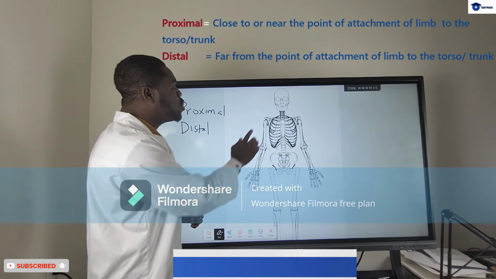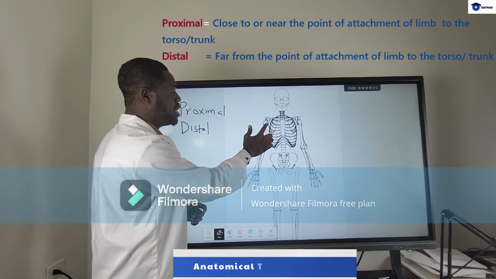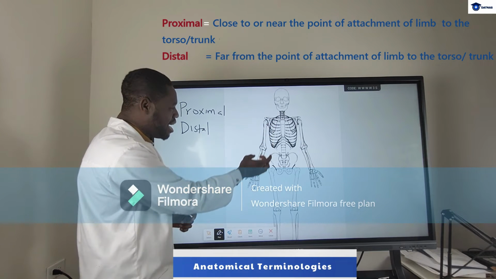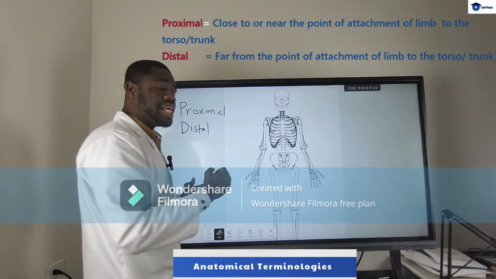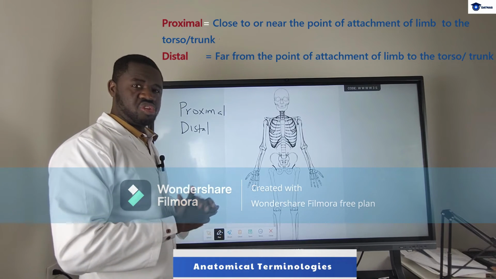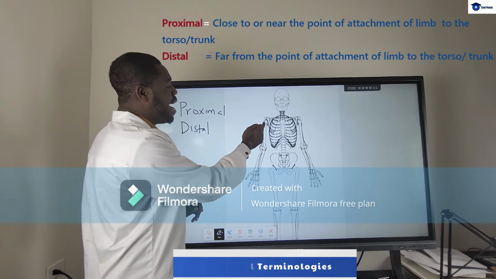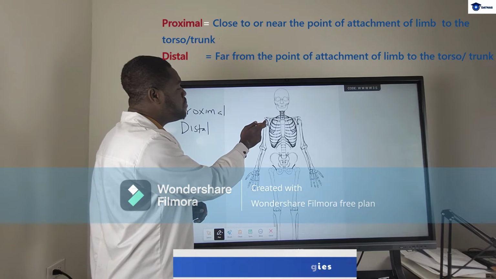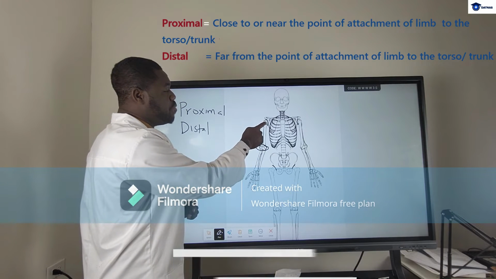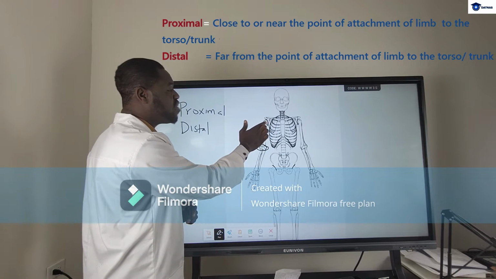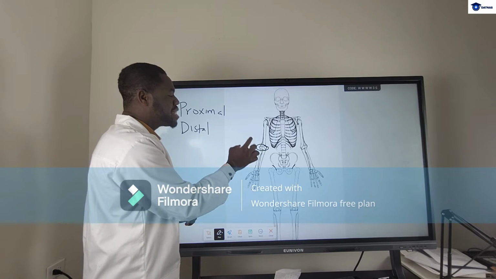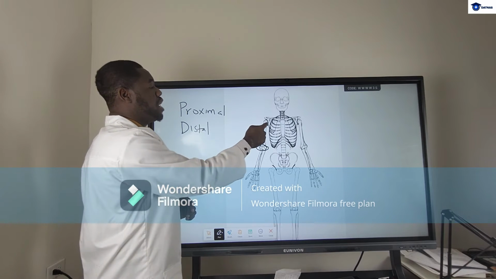So anything that is close to this point of attachment is proximal. Anything that is far from this point of attachment is distal. Now, look at the head of the humerus, for instance. The head of the humerus is proximal to the elbow because the head of the humerus is close to the point of attachment, while the elbow is far from the point of attachment.